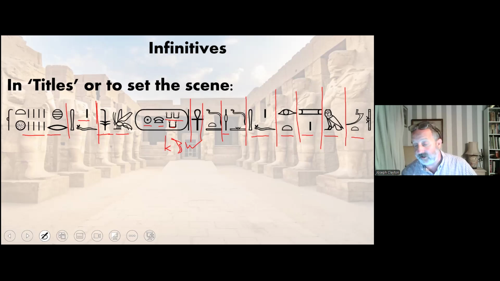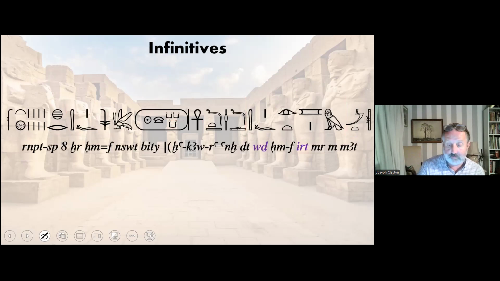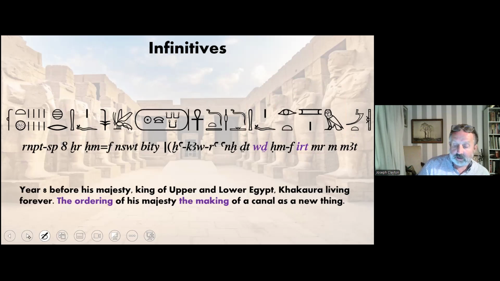But mar itself means new, and if you just put a t on the end of things, like we've seen with the prepositions, it just means a new thing. Okay, so what we've got is year 8 in front of His Majesty. So we've got wedge, so ordering His Majesty, making a canal as a new thing. So the ordering of His Majesty, the making of a or as a new thing. See, this is a title, it's the beginning, it's got no sense to it. It's like a newspaper headline, or a caption under a picture, like the laying of the foundation stone of the new hospital by the mayor. So it's just setting the scene for what's happening.